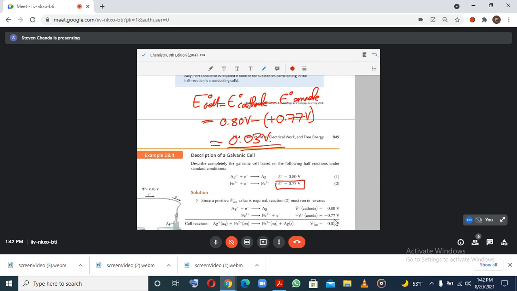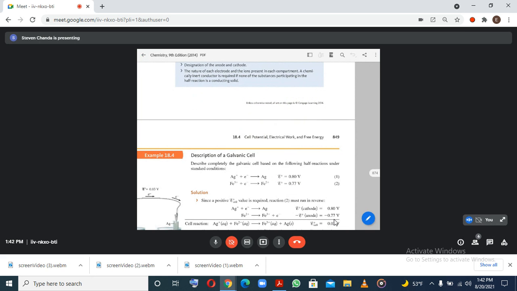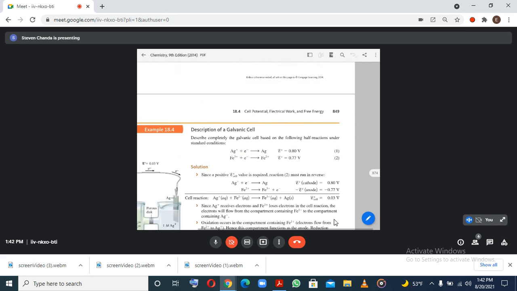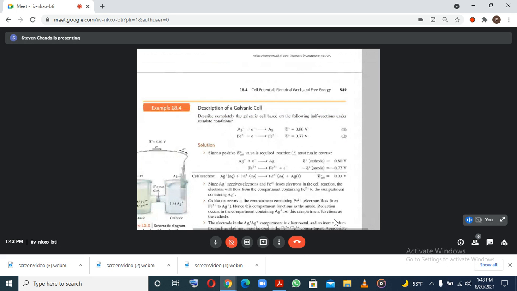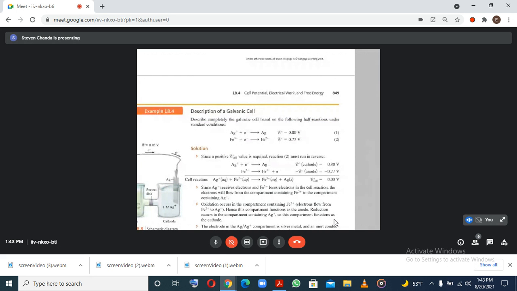Okay, great. Since we've done that, we can now proceed. After you've done this, you're asking yourself, how do we balance this? The electrons are already balanced. So this simply means that electrons are moving from where? They are moving from iron 2, to go to the silver ion to form the silver solid.